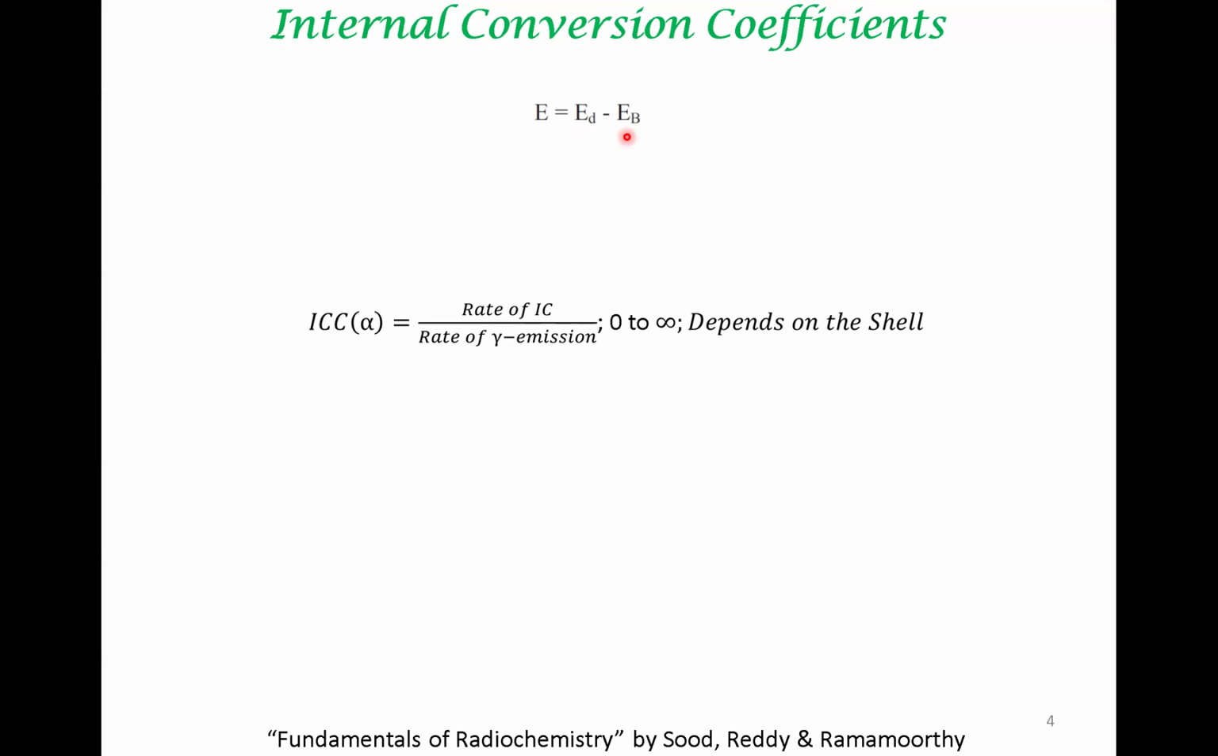What is of interest is which is more possible, the rate of internal conversion or the rate of gamma emission. All these things are competing processes. Of course, the rate of internal conversion depends upon the shell from which the electron is removed. This in principle can vary from 0 to infinity. Typically it is seen that the rate of gamma emission is much more than the rate of internal conversion.